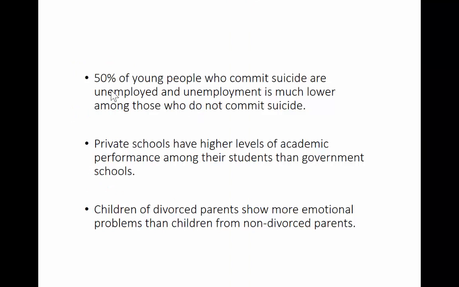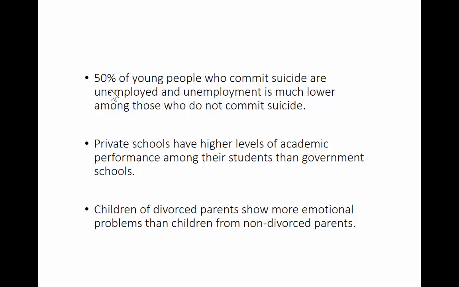Now bringing back these examples that I had, there's now a little more meaning in these sentences. Now I'm saying 50% of young people who commit suicide are unemployed, and unemployment is much lower among those who do not commit suicide. You already see, now I established the association in this sentence. But before I did not, right? So now I rule out this alternative that unemployment is high amongst everybody. Private schools have higher levels of academic performance among their students than government schools. Children of divorced parents show more emotional problems than children from non-divorced parents. And that's the kind of statements that we want to make.